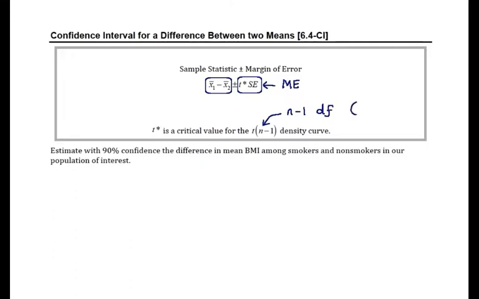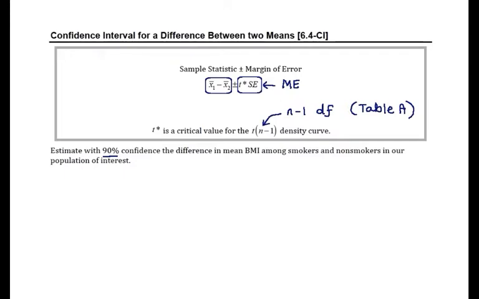So we get this from table A. We could also get it from software, but our confidence intervals we usually get from table A because the numbers fall right in the table. So we'll estimate with 90% confidence. We're going down to 90% for this just because our statistical significance was not very strong. So we'll estimate with 90% confidence the difference in mean BMI among smokers and non-smokers in our population of interest.